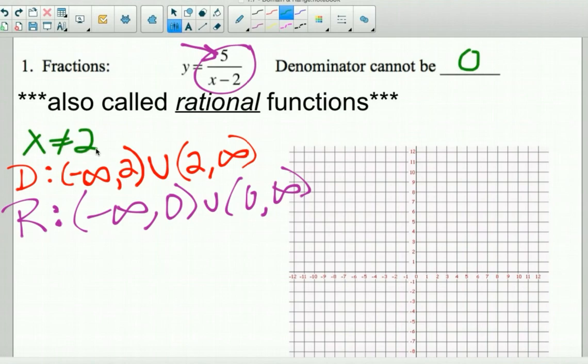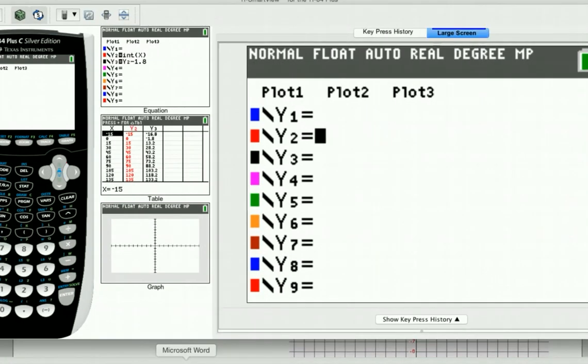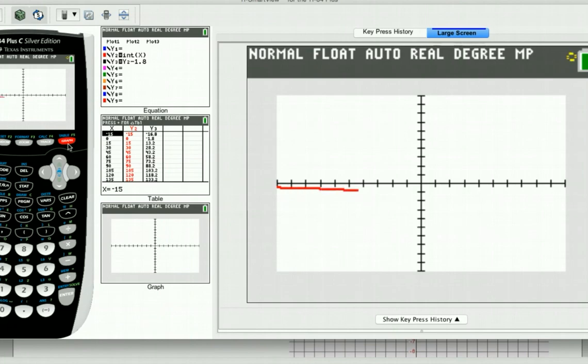And if you wanted to draw a picture, I'll try and get it on the graphing calculator. It's 5 divided by, and you always want to use parentheses for denominators and numerators, x minus 2. And if we graph it, you'll see that I have numbers all the way to the left, so negative infinity, and then we don't quite hit 2, and then we go from basically 2 all the way to infinity for the domain.